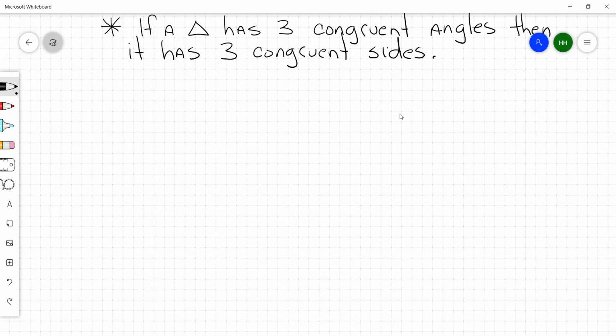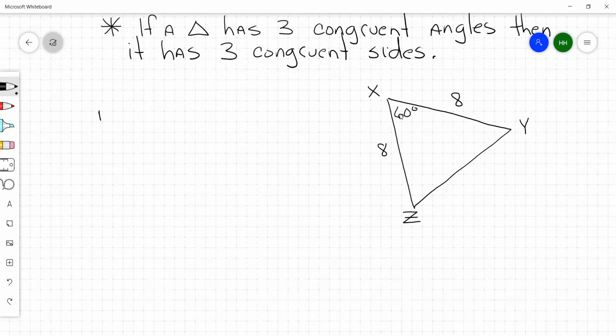All right, so we're going to get a triangle right here. And we've got angles X, Y, and Z. Got a 60. Got an 8. Got another 8. Find the measure of angle Y.